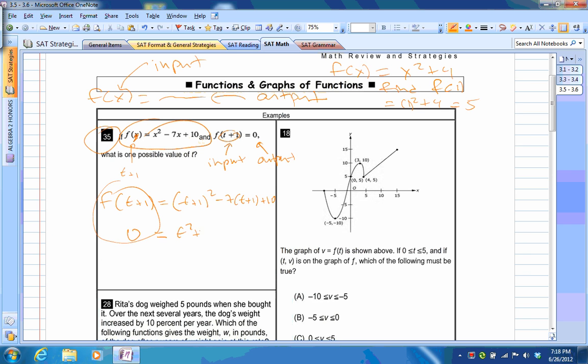So you work this out, you get t squared plus 2t plus 1 minus 7t minus 7 plus 10. So 0 equals t squared minus 5t. And you want to be a bit careful here, that's plus 4. You could factor it. T minus 1, t minus 4, so t equals 1 or 4. And the College Board would accept either answer.